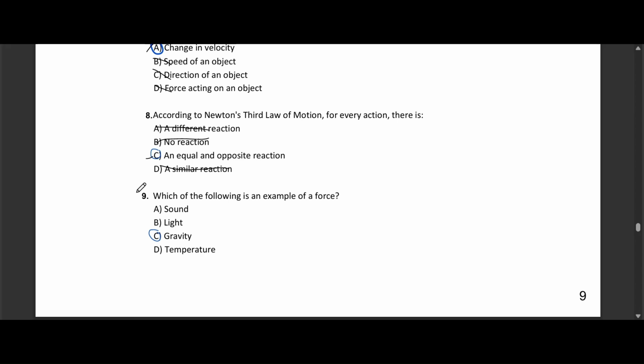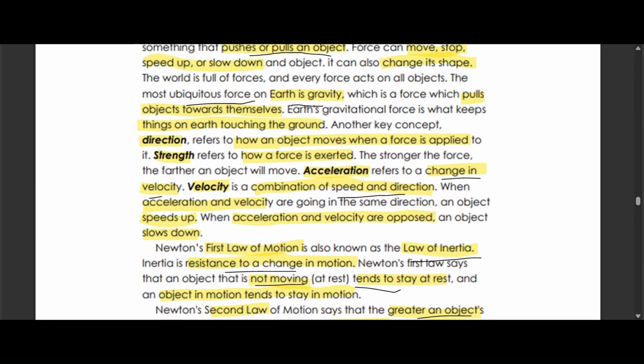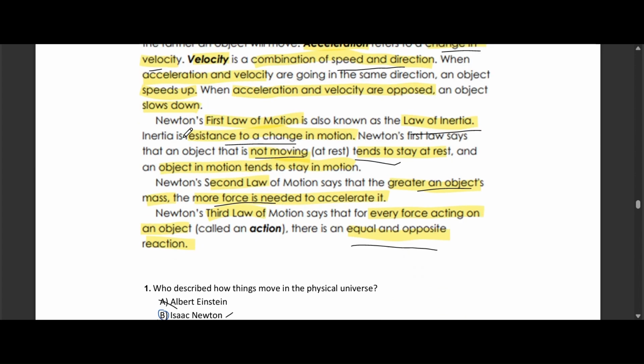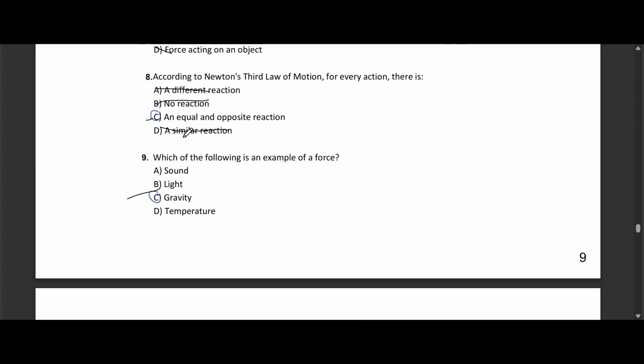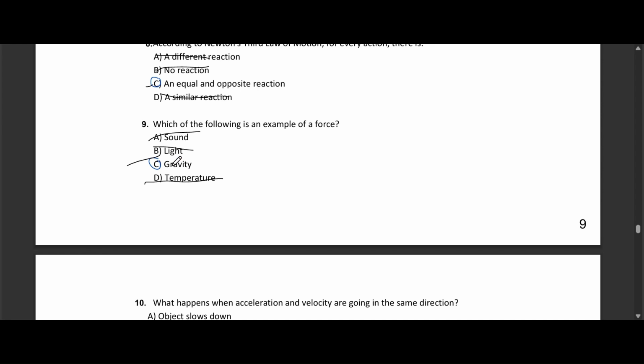Question 9. Which of the following is an example of a force? Is it A, sound, B, light, C, gravity, or D, temperature? The correct answer here is C, gravity. Now, remember, gravity is that force that pulls things together, like how you stay on the ground. Sound and light, those are types of waves, not forces. And temperature, that just tells us how hot or cold something is, not a force. So, C, gravity is our answer.